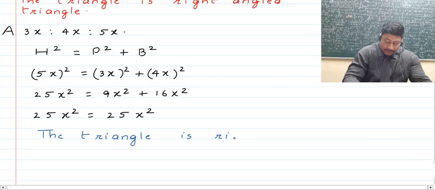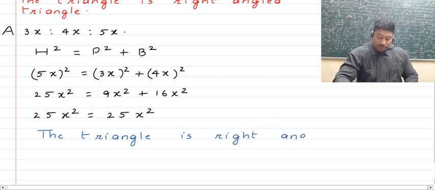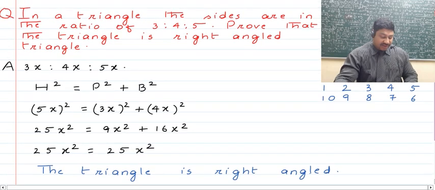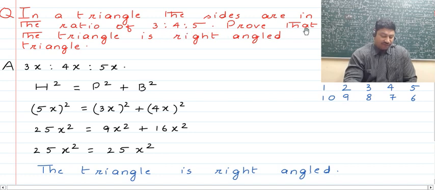Now, children, I will quickly be discussing this sum once more, so that if there is any doubt, all of that will get cleared. Now children, in the question you've been given here that there is a triangle, and in the triangle the sides are in the ratio of 3:4:5, and you have to prove that the triangle is a right angled triangle.